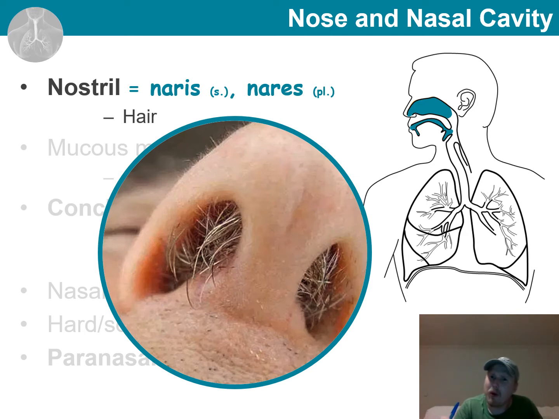Some may have more, some less. Why would you have it? Yes, to filter large particles from the air that we breathe in.